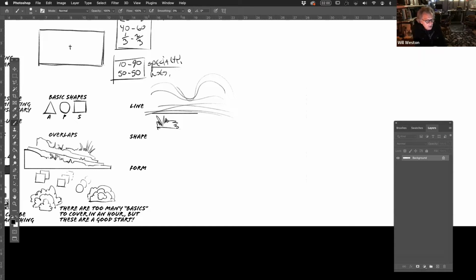So when I was drawing these things over here, I'm showing the overlaps using line. There are many, many things we can do with line quality. I have more on line quality at the other end of the shape of the page.